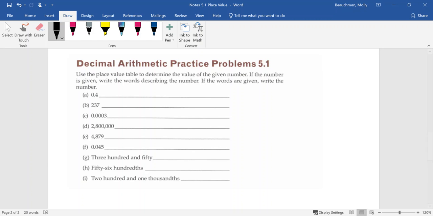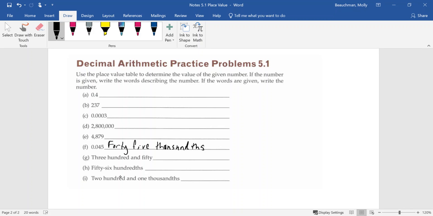If we look at a couple of examples in your homework, first, part A: we want to use the place value table to determine the value of the given number. If the number is given, write the words describing the number. If the words are given, write the number. So if we take a look at part F, 0.045. We're 3 places to the right, so we are in the tenths, hundredths, thousandths place. So that would be 45 thousandths. And remember the th on the end, thousandths.